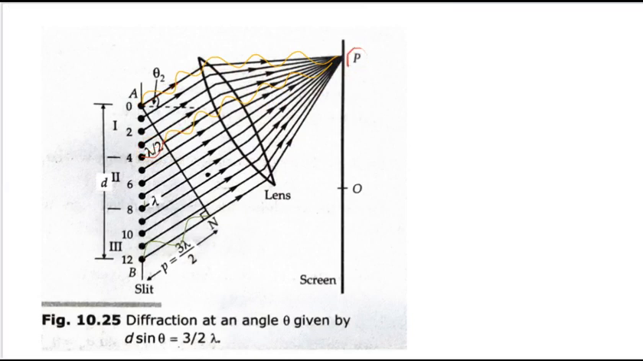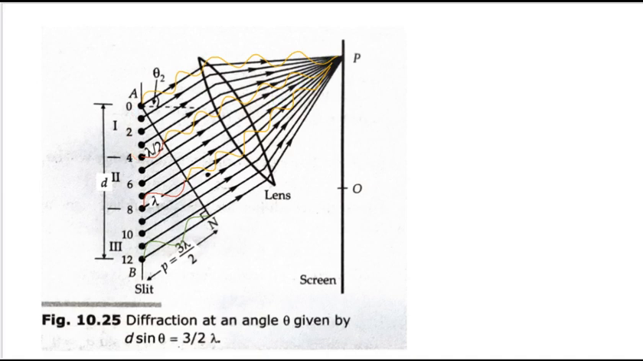But what about this third half? Now see, these two lights have cancelled each other, but consider the light coming from this third half, from this point 8. It travels one wavelength, 2, 3, 4, 5, and 6. So the light coming from this point O and point 4 cancel each other. But what will happen?